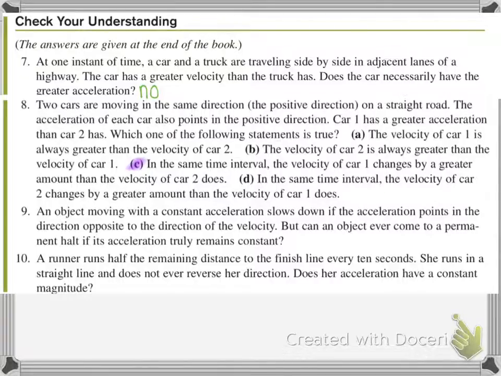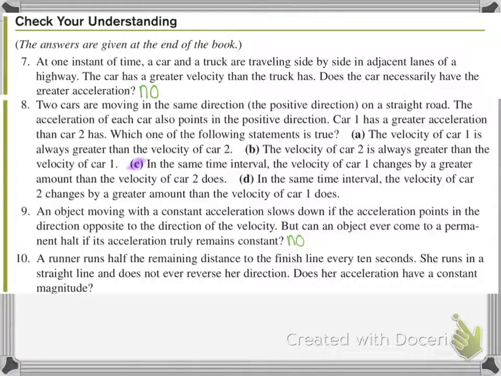Now for question 9, an object moving with a constant acceleration slows down if the acceleration points in the direction opposite to the direction of the velocity. But can an object ever come to a permanent halt if its acceleration truly remains constant? And this is no, because if a car is at a constant acceleration, it means it's not slowing down and it's not speeding up. So if it's not slowing down, it can never permanently come to a complete stop.